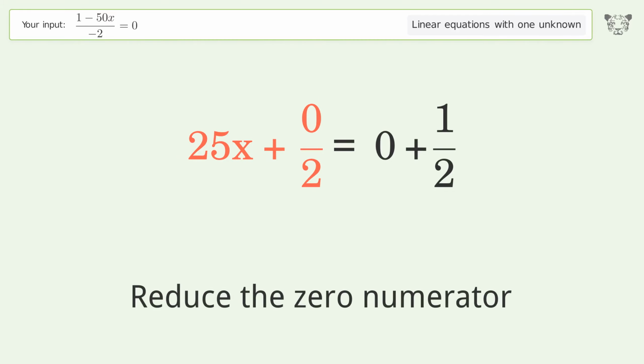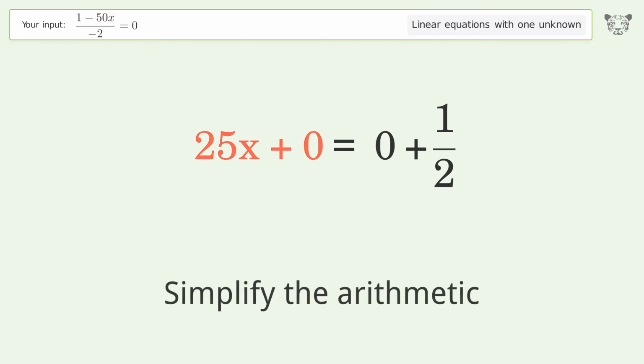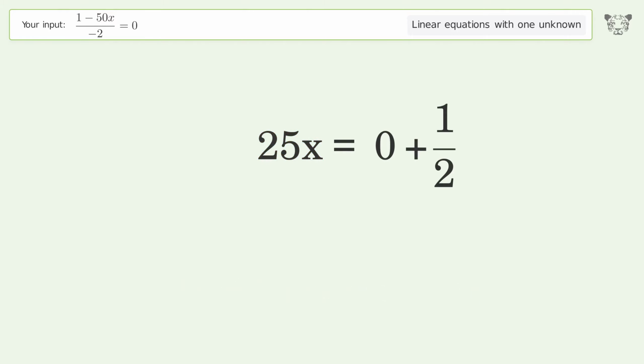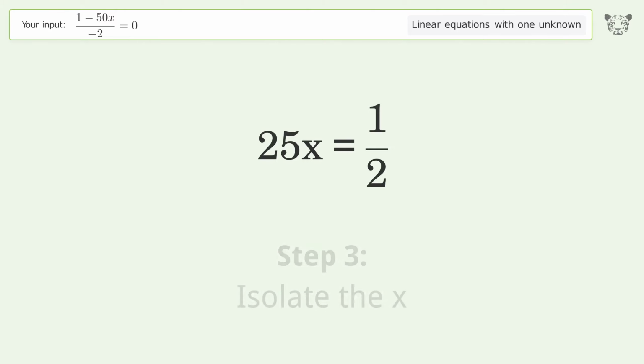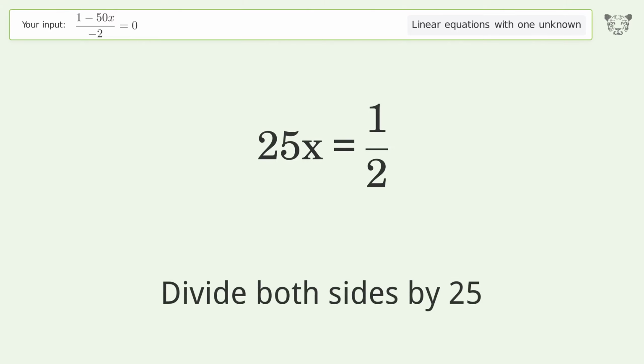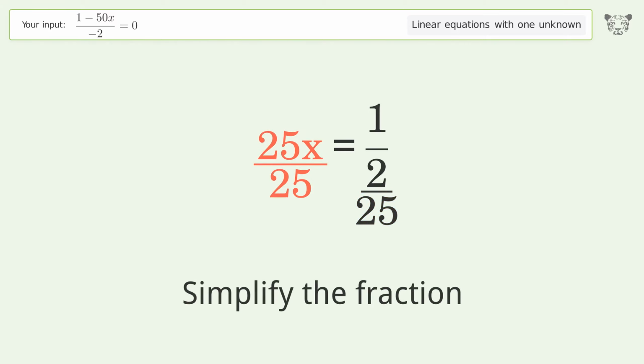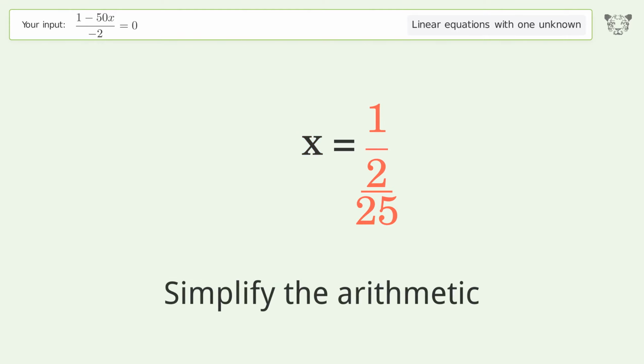Reduce the zero numerator. Simplify the arithmetic. Isolate the x. Divide both sides by 25. Simplify the fraction. Simplify the arithmetic.